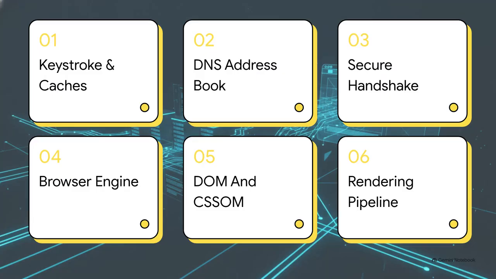All right, here's our roadmap for this journey. We're going to cover: 1. The keystroke and caches. 2. The global DNS address book. 3. The secure network handshake. 4. The multi-process browser engine. 5. Constructing the DOM and CSSOM. And finally, 6. The final rendering pipeline.